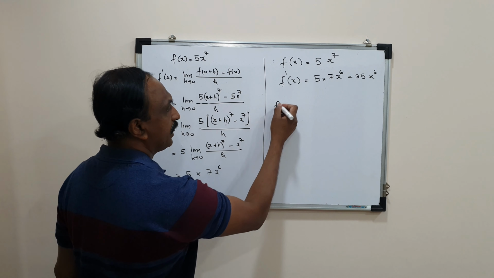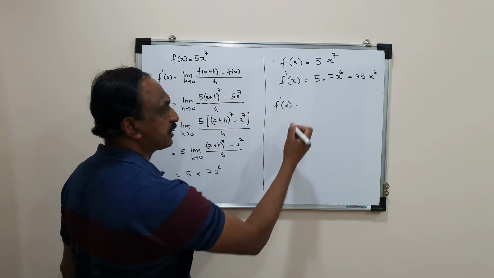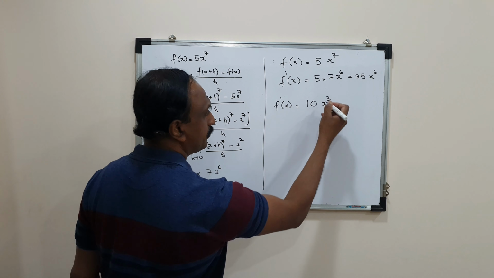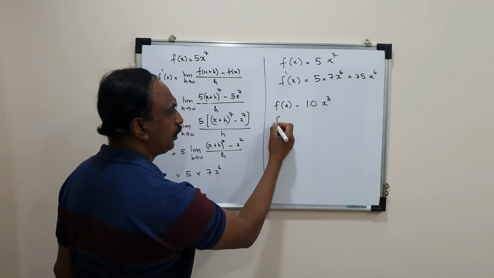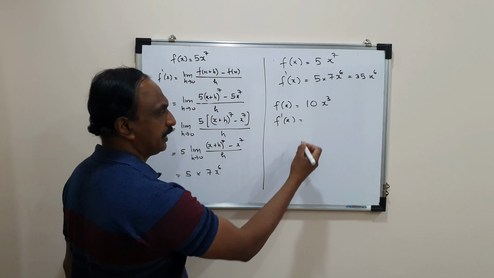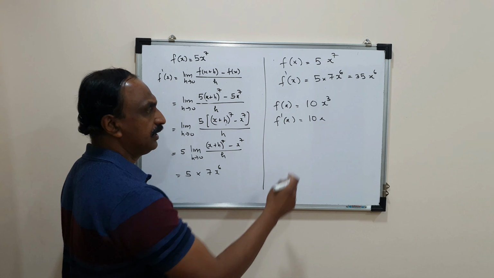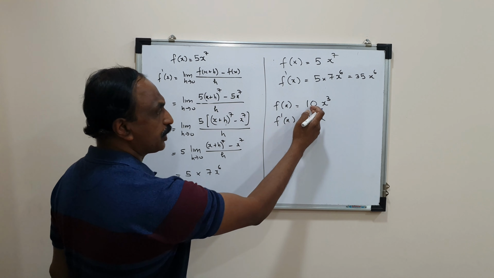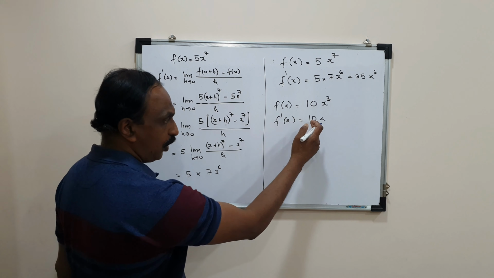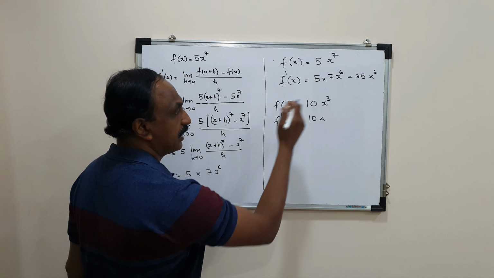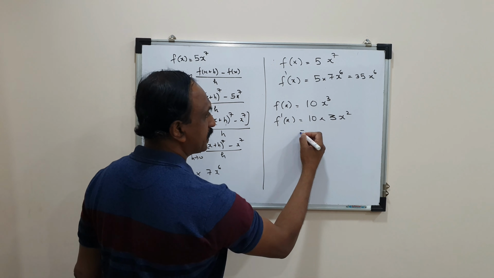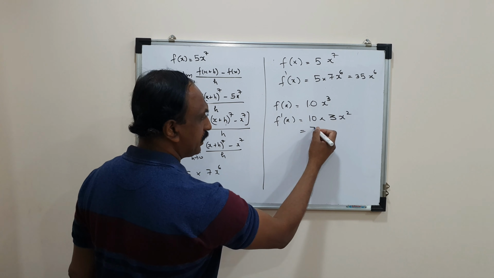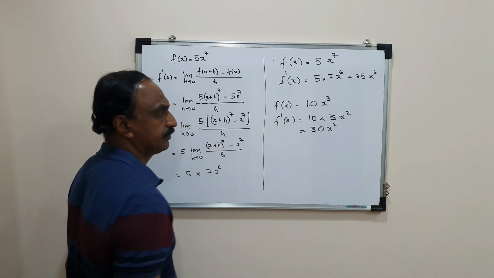So now you tell me, f of x, let's say, is 10x cube. What will be the f dash of x? 10 times the derivative of x cube. A constant into a function. The constant will remain as it is, and the derivative of x cube becomes 3x square. So your answer is 10 into 3, 30x square.